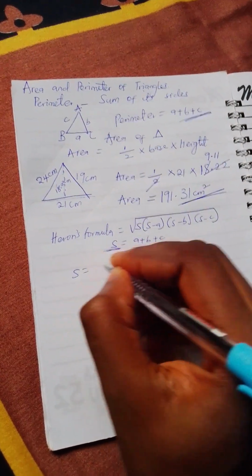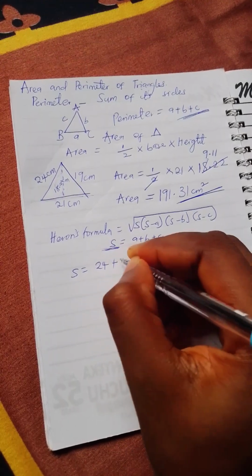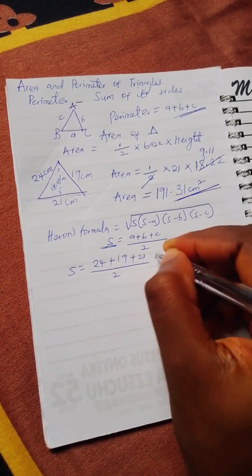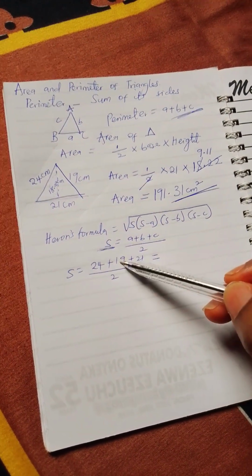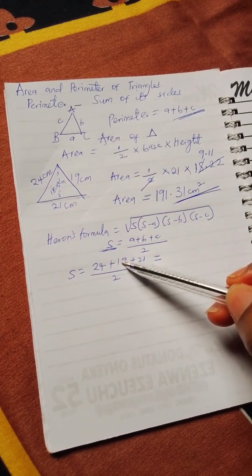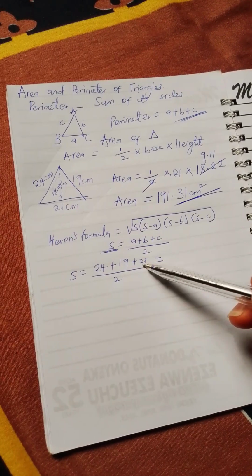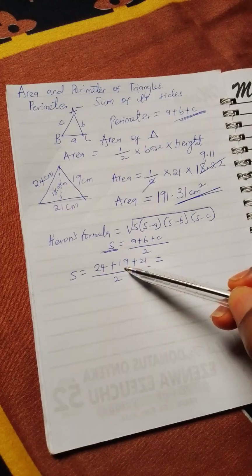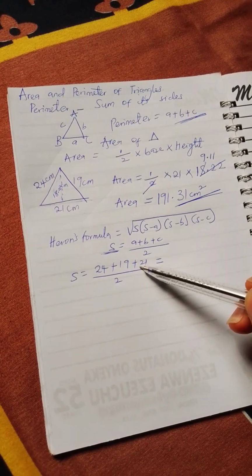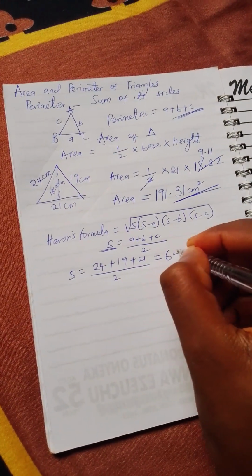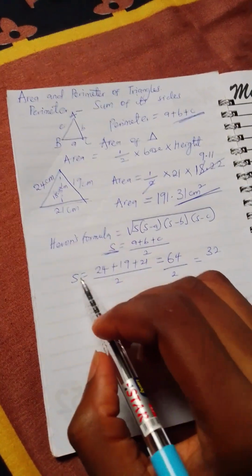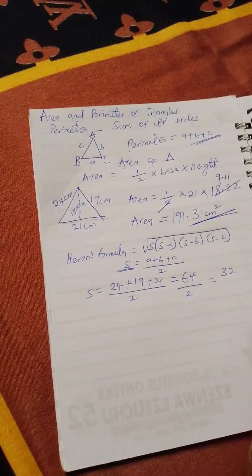So my s should be equal to 24 plus 19 plus 21 divided by 2. 24 plus 19 is 43. 43 plus 21 is 64. 64 divided by 2 should be 32. So my s is going to be equal to 32.